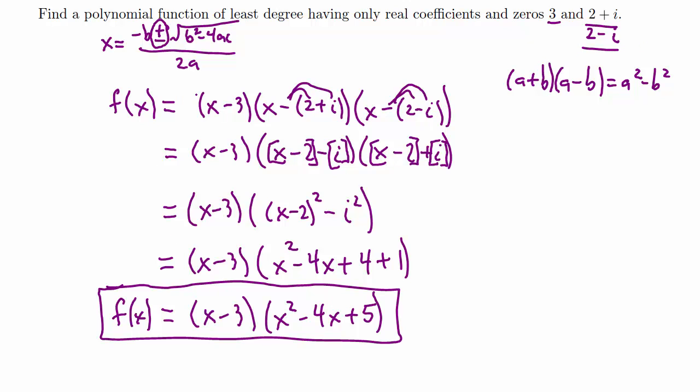Also notice that I didn't worry about any leading coefficients because it just says find a polynomial function. It doesn't say to find a specific polynomial function. Technically, I could use any coefficient out front. So really, this is just asking for some family of functions, but it's pretty much always easiest to put a 1 out front.